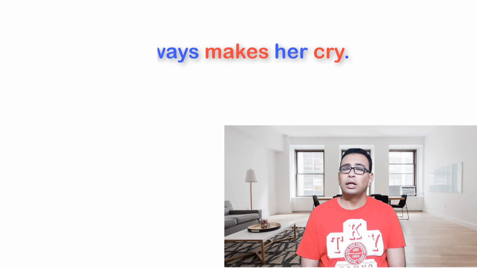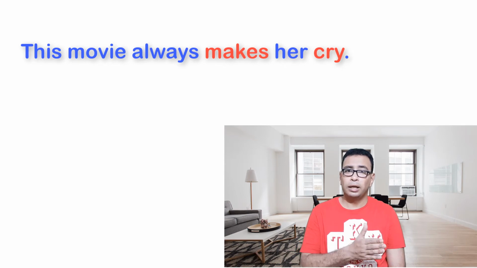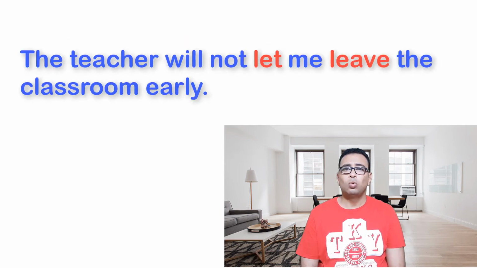Group number 5: two verbs, make and let. Both of them are followed by the infinitive without to. So you can say, this movie always makes her cry. Make, cry. The teacher will not let me leave the classroom early. Let, leave.